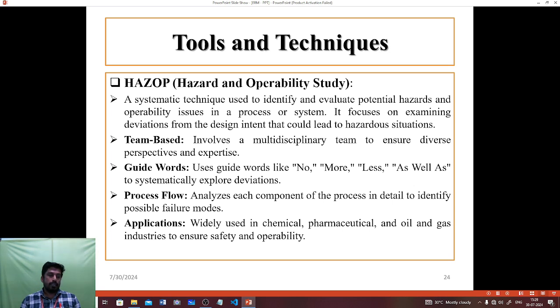Then the next one is process flow, to analyze each component of the process in detail to identify the possible failure modes. So HAZOP is mainly used as one of the assessing tools and techniques for risk management. Its application is in the chemical, pharmaceutical, and oil and gas industries to ensure the safety and operability through hazard identification. It is one of the tools and techniques used for hazards.